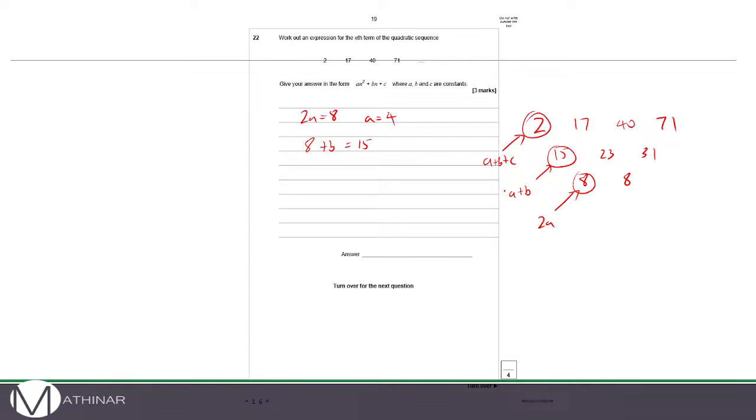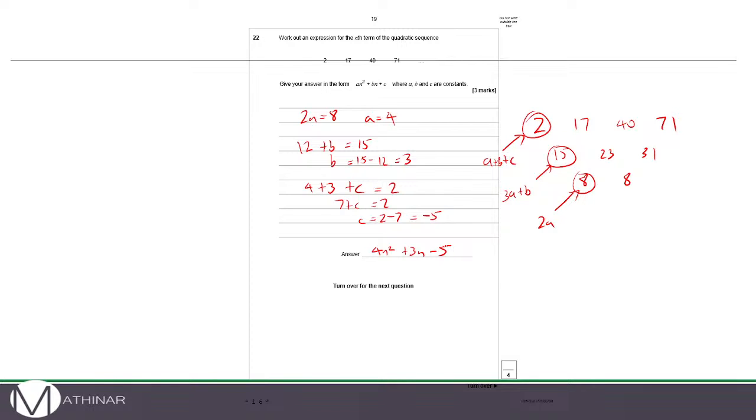No, I think it's 3a. So 3a would be 12. 12 plus b is equal to 15, so b is equal to 15 minus 12, which is 3. And I'm sure this one is a plus b plus c. So a is 4, plus 3, plus c is equal to 2. So that's 7 plus c is 2. So c is equal to 2 take away 7, minus 5. So the answer is an squared, so that's going to be 4n squared, plus bn, so that's plus 3n, minus 5.